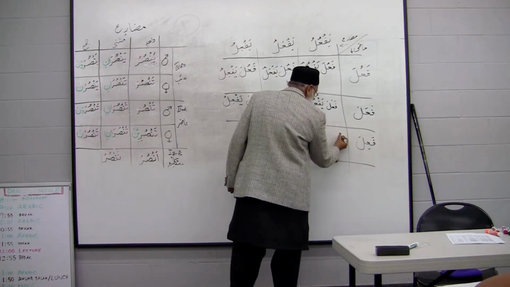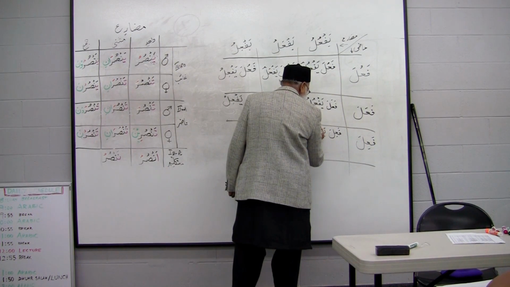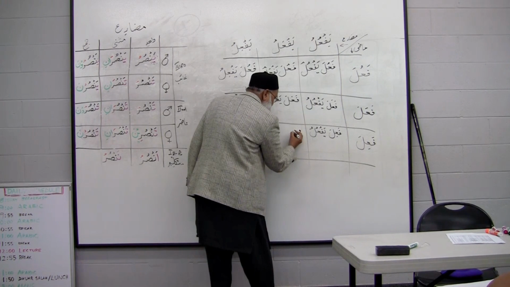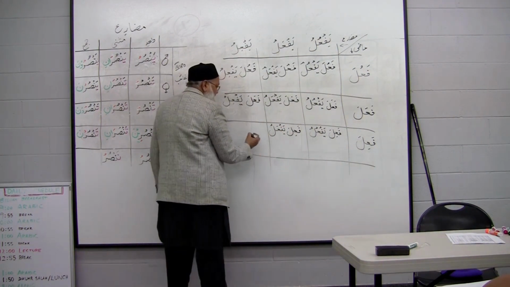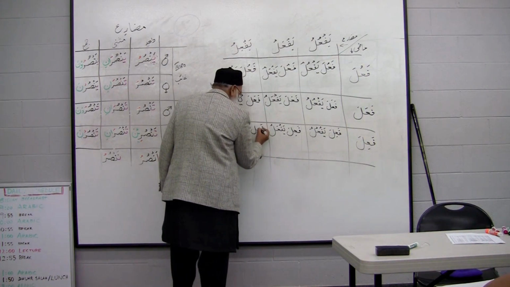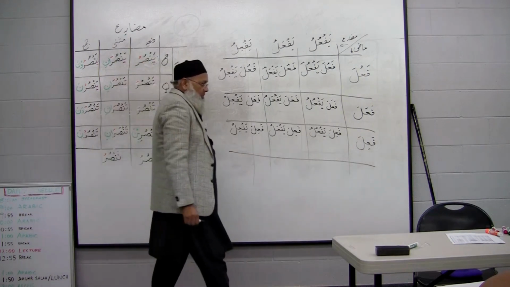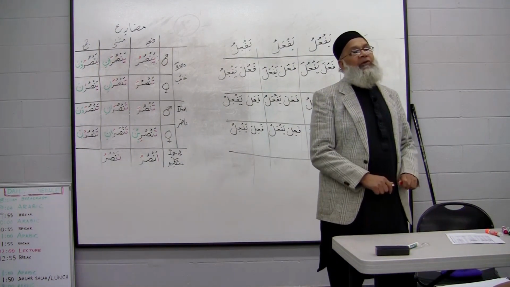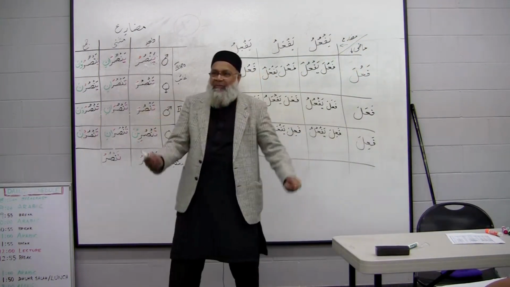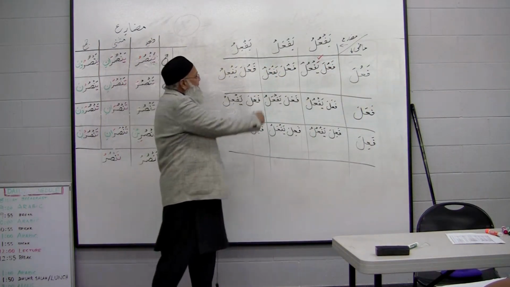And then we have fa'ila yaf'ulu, and fa'ila yaf'alu, and fa'ila yaf'ilu. These are the hypothetical possibilities. But our hypothesis is not going to work. It is the Arabs who have to decide. When we made the observation of their practice, we found out that yes, this possibility exists. But these two possibilities don't exist.